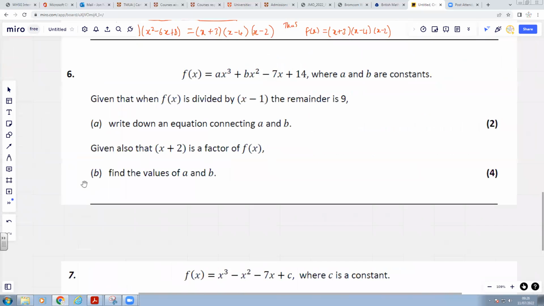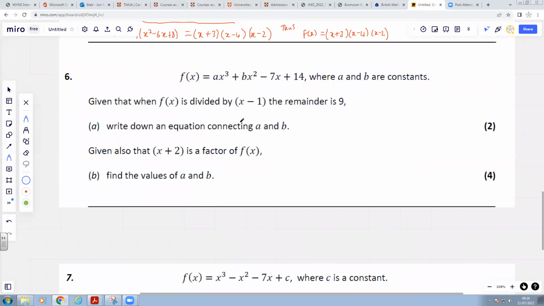Okay, more of the same, really. That's a nice thing about factor theorem. It's pretty samey in the way the questions are asked. Okay, given that when f of x is divided by x minus 1, the remainder is 9, write down an equation connecting a and b. So what we're going to do is plug 1 in.